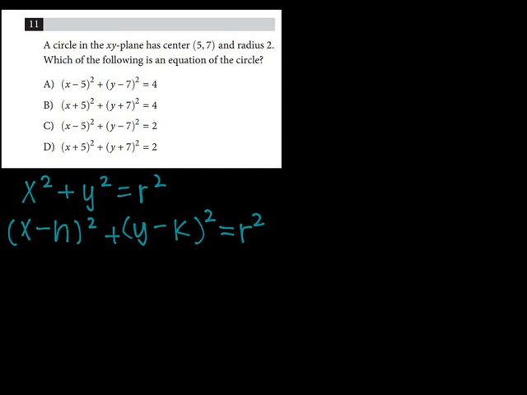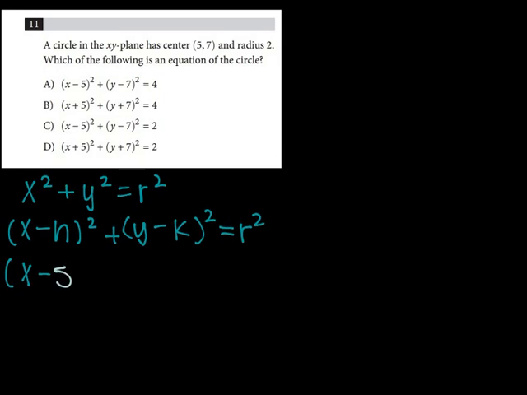So in this case, we see that the center is not the origin, which would be 0, 0. Here it is 5, 7. So we substitute these values into our equation. So we have x minus 5, which would be our h value, x minus 5.